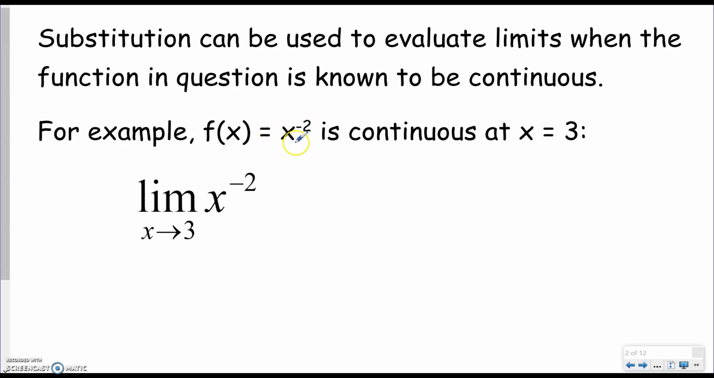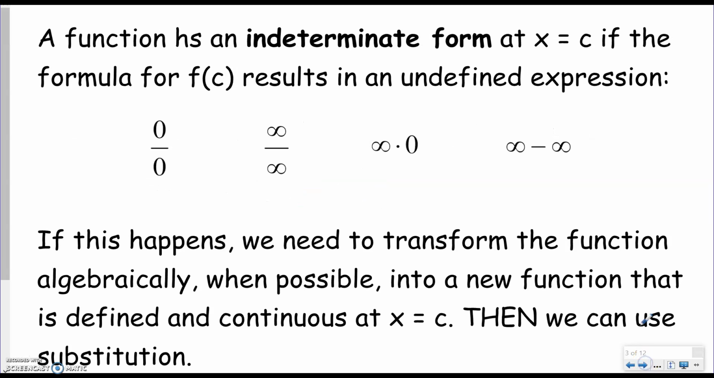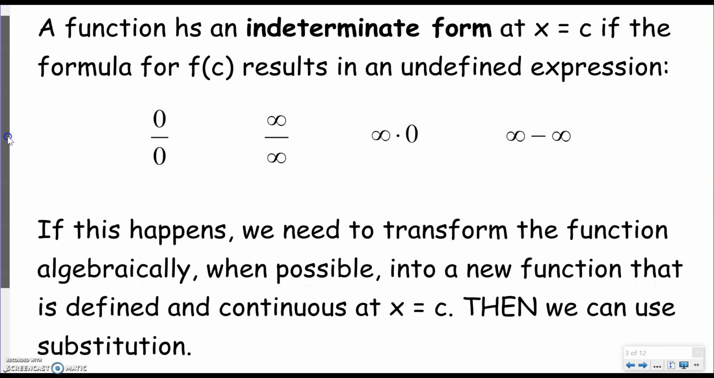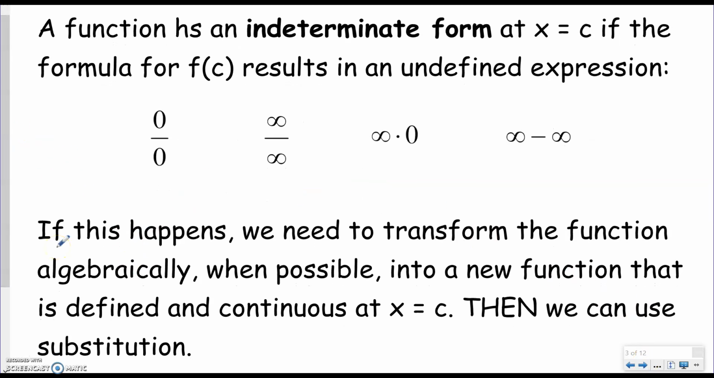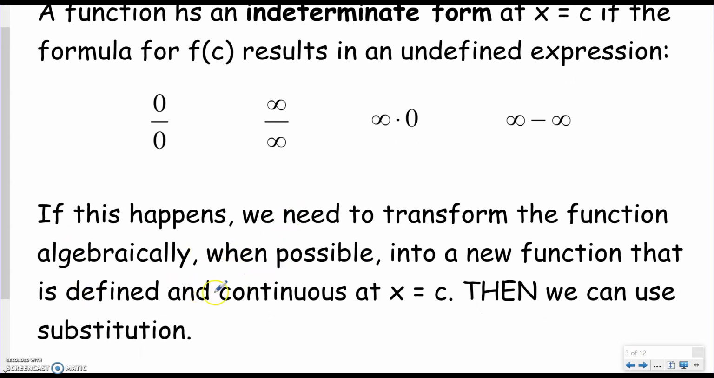So f of x equals x to the negative 2 is continuous at x equals 3. So I could simply substitute this in to find that the limit as x approaches 3 of f of x is 1/9. However, sometimes when you do that, you're going to end up with an indeterminate form. For example, 0 over 0, infinity over infinity, infinity times 0, or infinity minus infinity. When this happens, we have to change the function algebraically when possible and then use substitution.